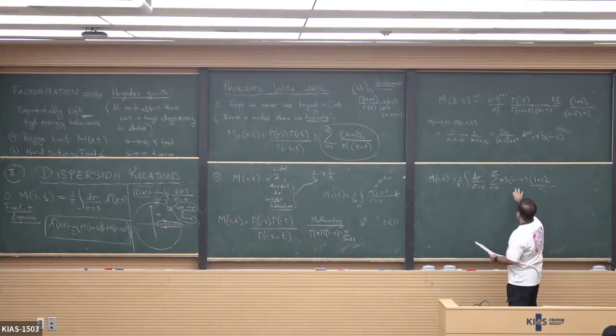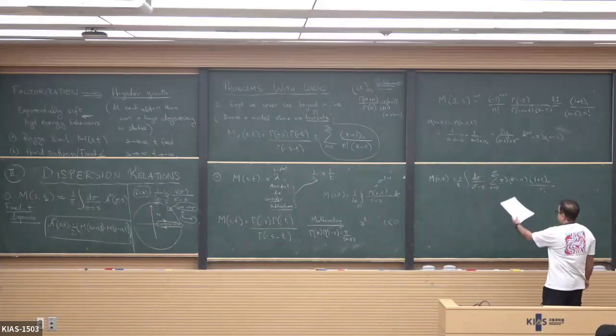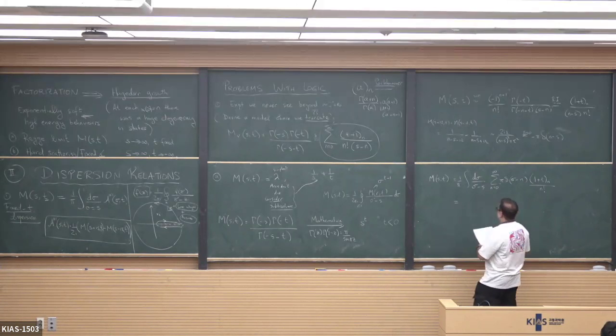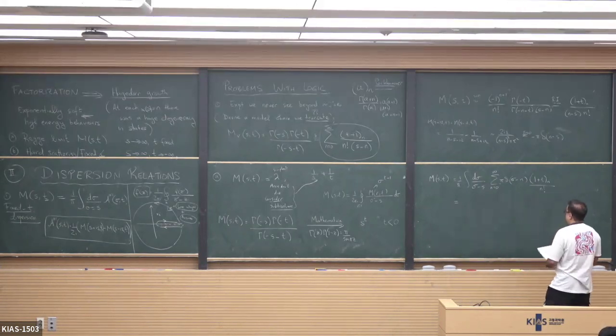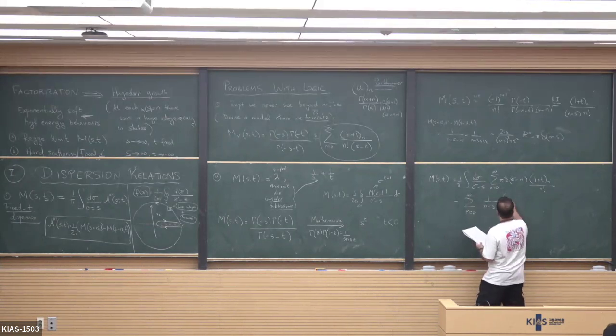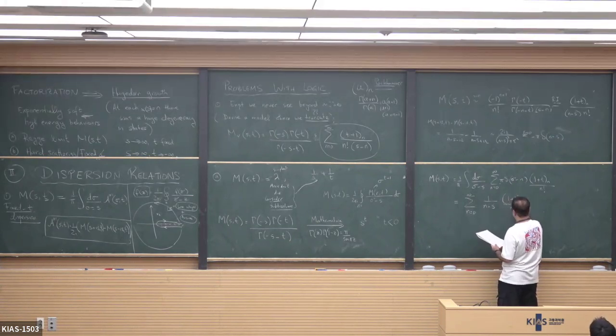Now you can, sorry, this becomes sigma. And now you can just blindly do the integral. And you're just going to get summation n goes from 0 to infinity, 1 over n minus s, (1+t) sub n over n factorial.